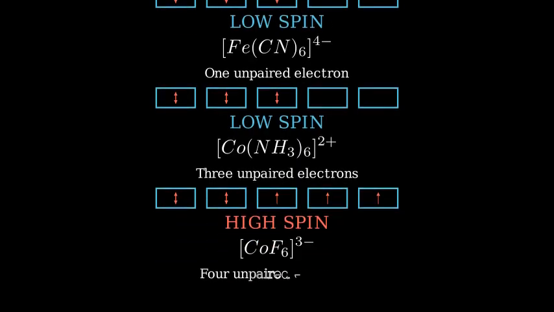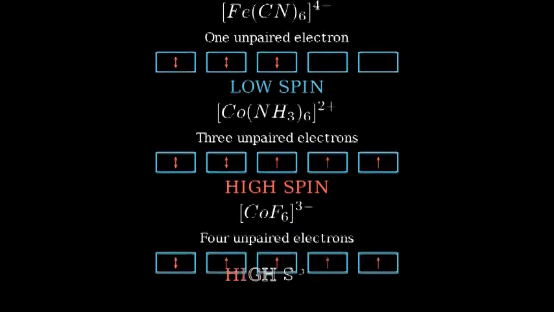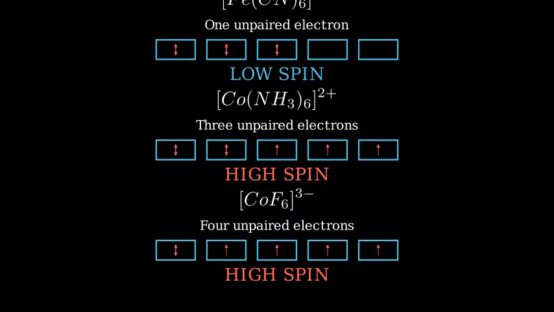Our fourth example is cobalt hexafluoride 3- with 4 unpaired electrons. Since fluoride is a weak field ligand, the electrons remain unpaired in separate orbitals, making this a high spin complex.